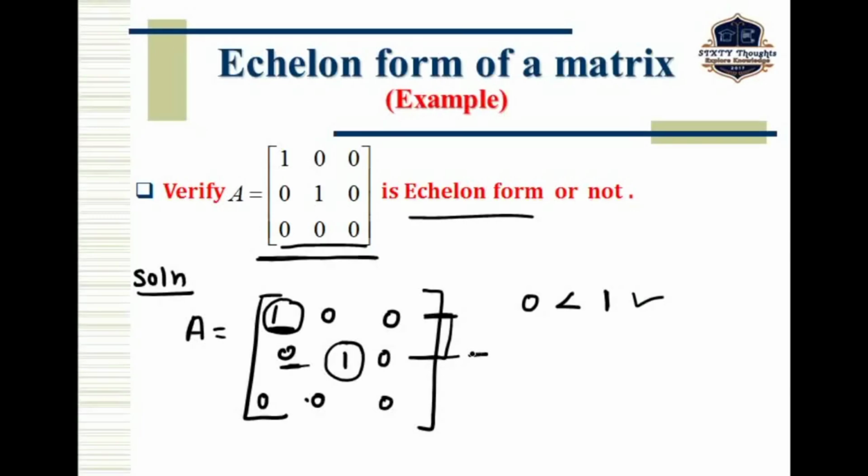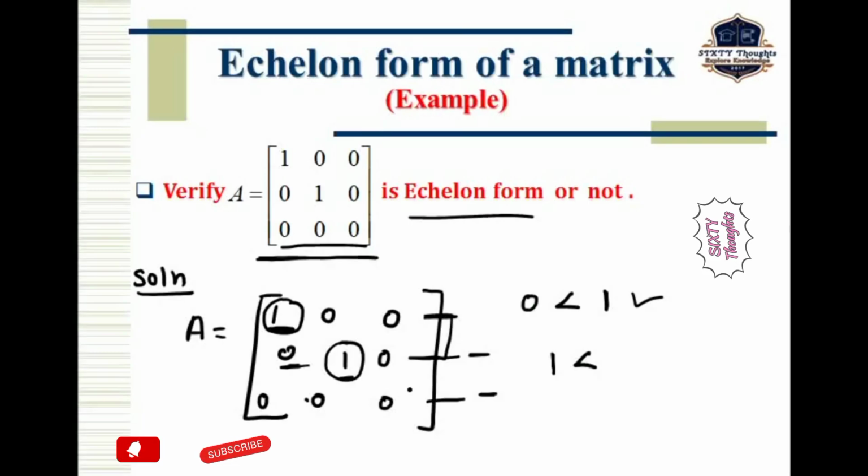Next, we take the second row and third row: consider the second as the current row and the third as the next row, and verify the third condition. The number of zeros before the first non-zero element in the second row is only one zero, so it is 1. It should be strictly less than the number of zeros before the first non-zero element in the next row. In the third row, there is no non-zero element, so we are unable to apply the third condition again. Therefore, it is satisfied with only 0 less than 1.